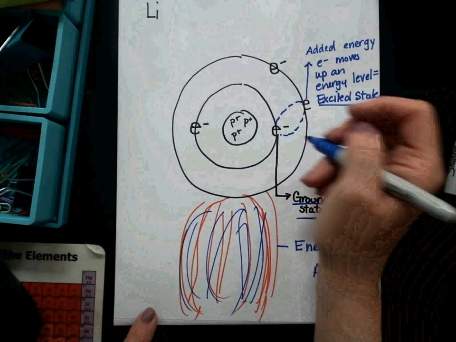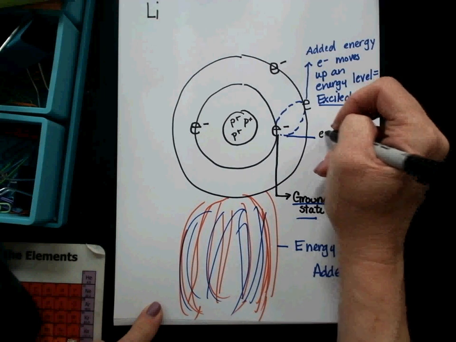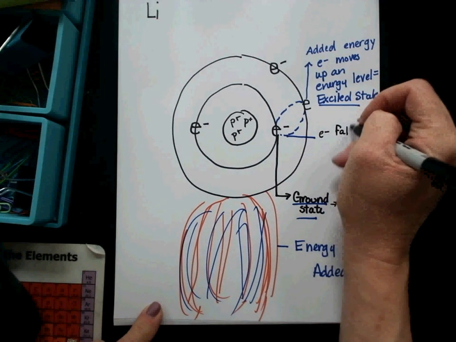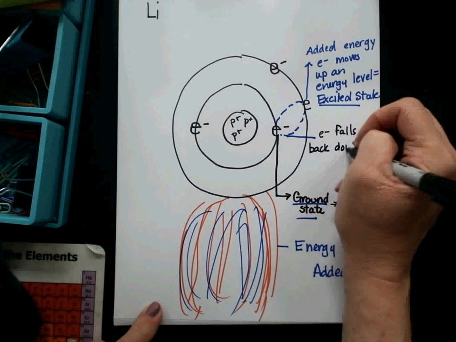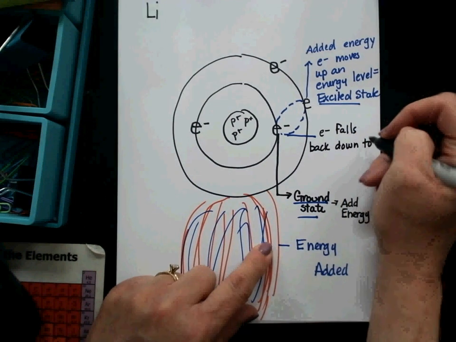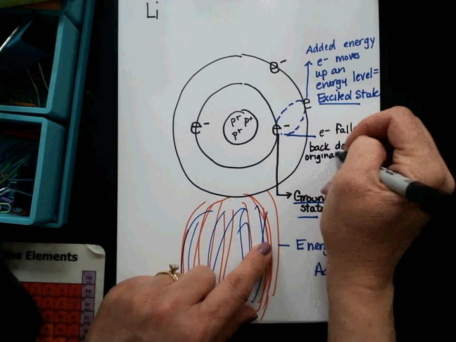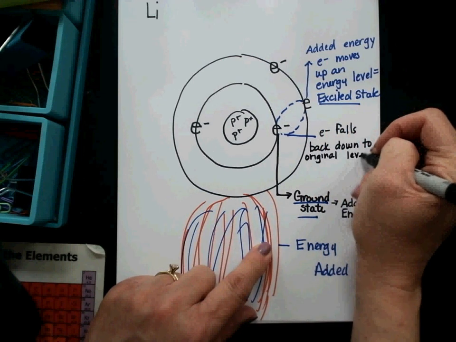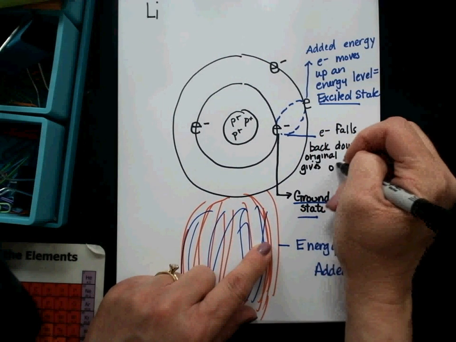Then, and I'll write this out here. The electron falls back down to original level and gives off light.